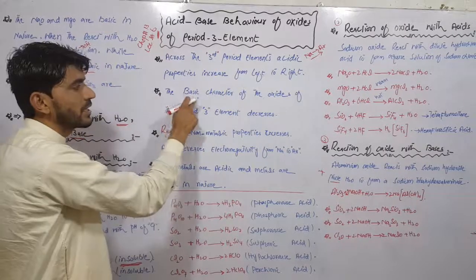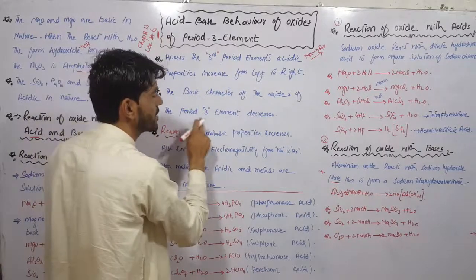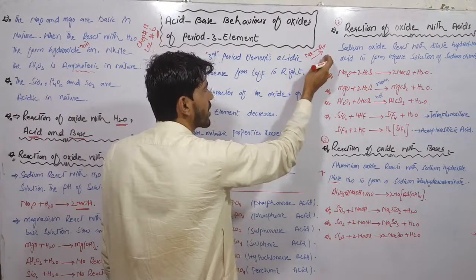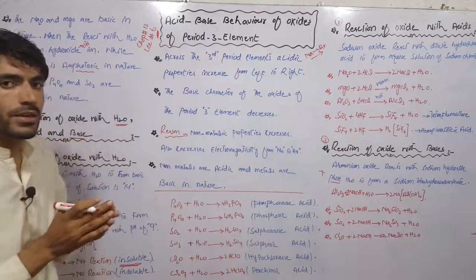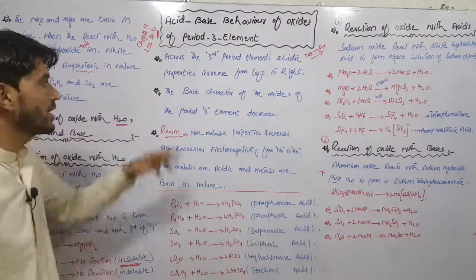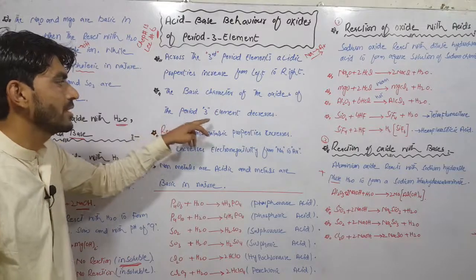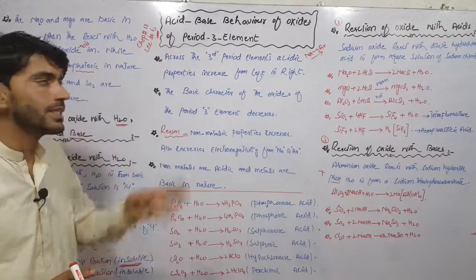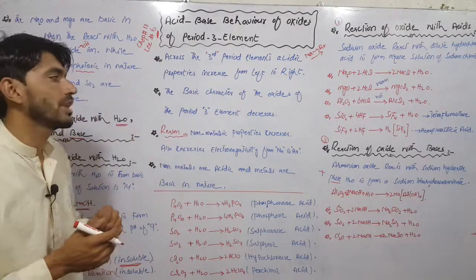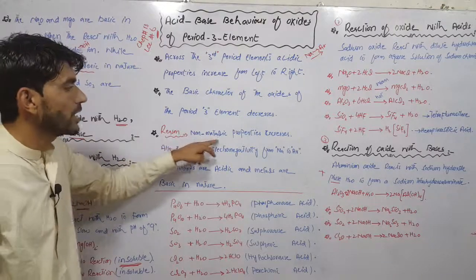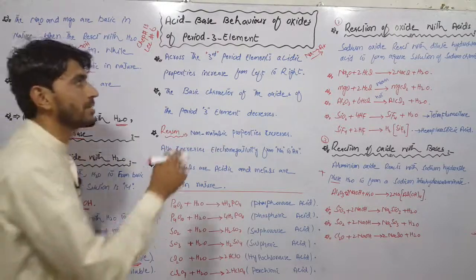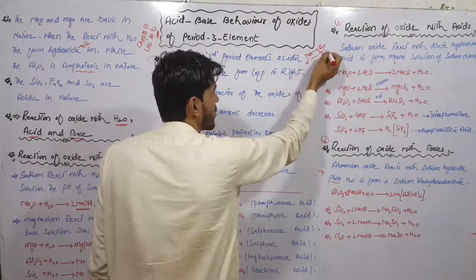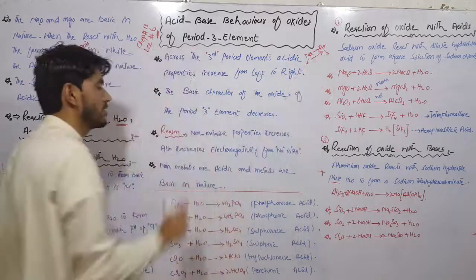Second point, the basic character of the oxides of period 3 elements decreases. Whenever we go from sodium to argon, basic properties decrease. The reason is that non-metallic properties increase. Sodium is a metal and shows metallic properties, but argon shows non-metallic properties.